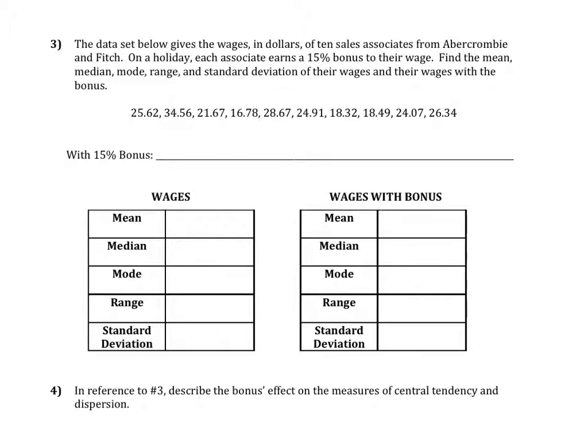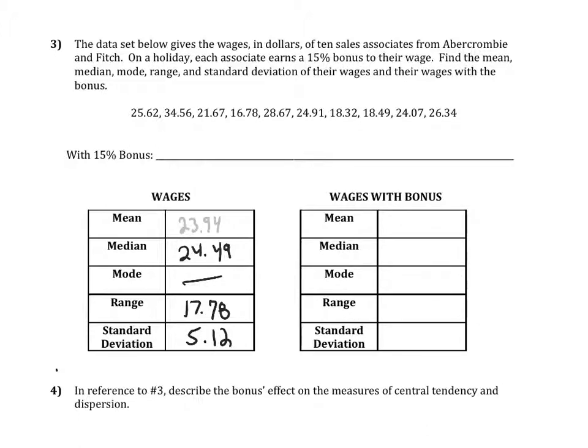Okay? So once again, we're going to go through and calculate each of these. So our mean, we're going to add them all up, divide them by the amount of numbers there are. That's going to give us 23.94. The median, we're going to find our middle number. That comes out to be 24.49. The mode, there is not a mode. Range, biggest minus smallest, was 17.78. Standard deviation using our calculator, we get 5.12.